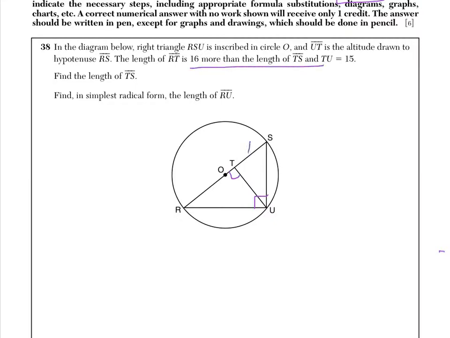So if we know nothing about TS, I'm going to choose to call it X. And then if RT is 16 more than that, we're going to say X plus 16 is the length of RT. And TU is 15. So our goal here is to find the length of TS first, which is represented by the letter X.